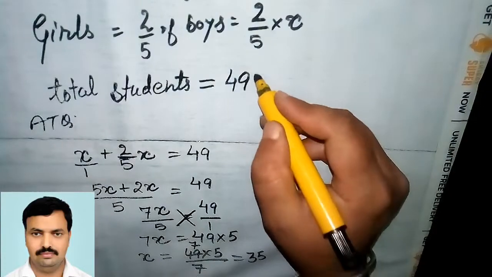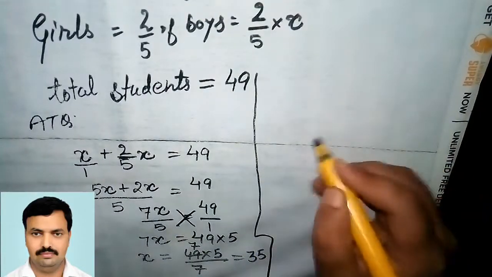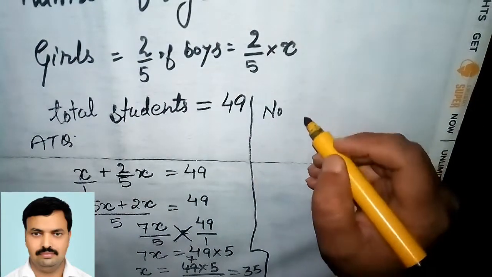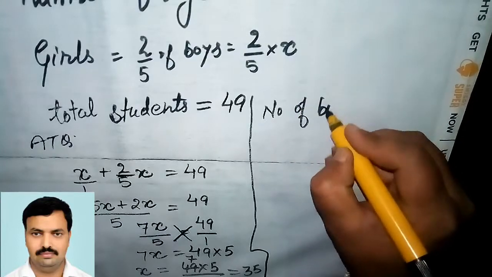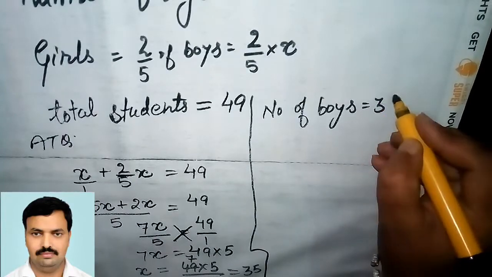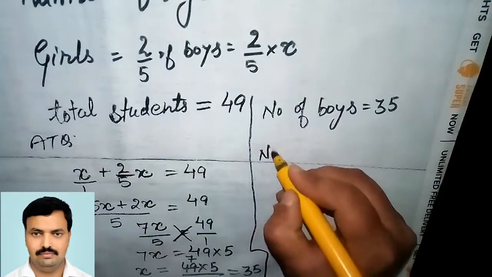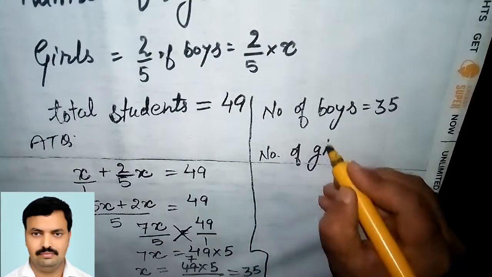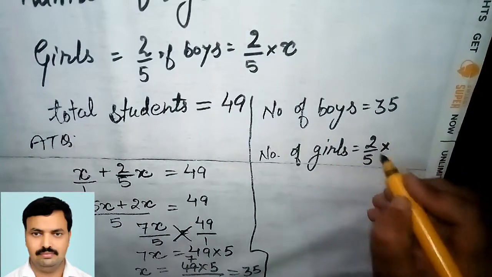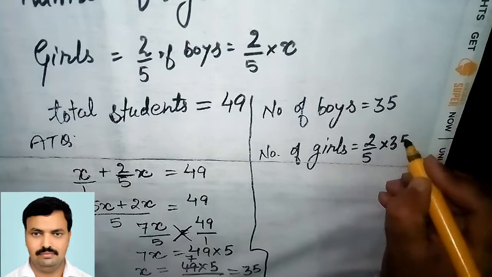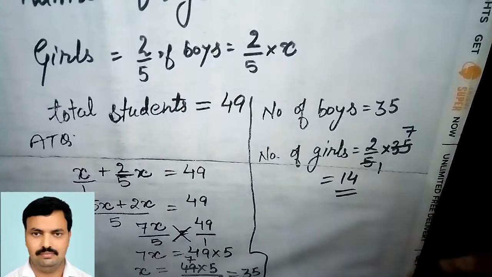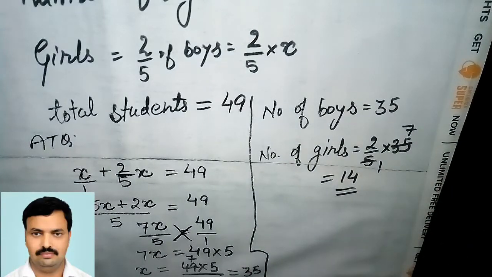So x we took as the number of boys in the question. So the number of boys will be 35, which we took equal to x. You know that only the number of boys is asked in the question, but to check your answer you can find out the number of girls also. That is 2 by 5 of 35, which equals 14, and 35 plus 14 is 49. Hence your answer is correct.